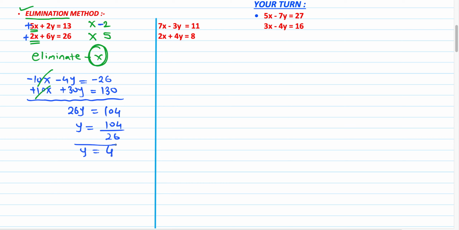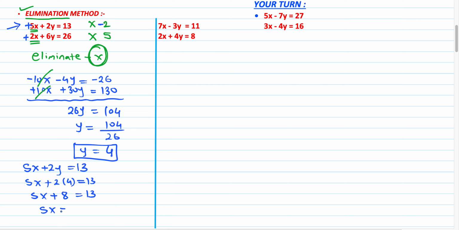Now I can take this down as the answer and put this value of y in the first equation. So I'll write down the first equation here, that is 5x plus 2y is equal to 13. So 5x plus 2 into 4 equals 13. So 5x plus 8 is equal to 13. 5x is equal to 13 minus 8. 5x is equal to 5.